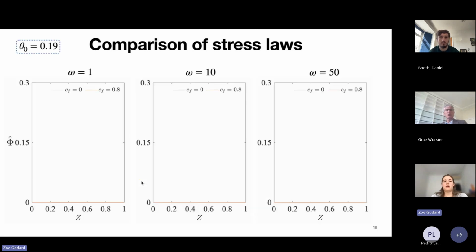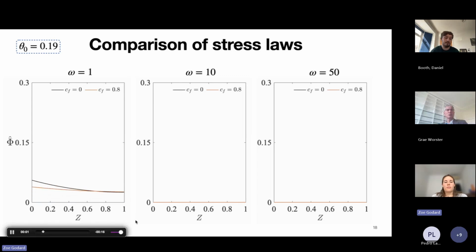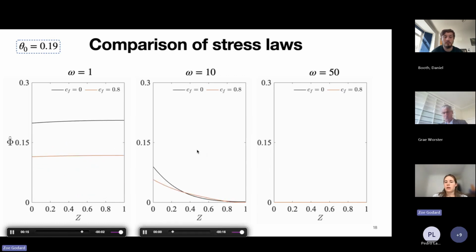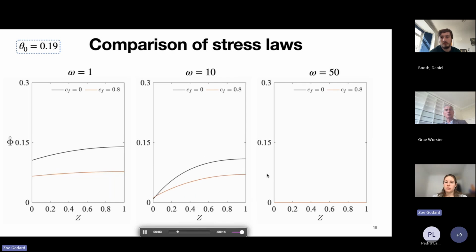And if we look at what that looks like in the poroelastic model, so the same simulations that I was showing you before, but now with this different stress law. In black is the only neo-Hookean, and in red is with this uncrimping stress law. This is quite a slow frequency. You're really seeing that the strain is a lot smaller than for the only neo-Hookean stress law. And then the same thing happens if we increase the loading frequency.